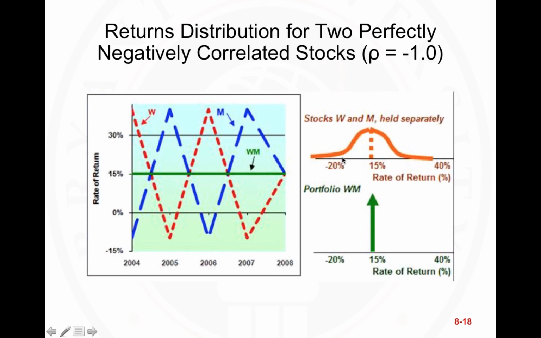So if we look at the standard deviation of the two companies individually, they both look like this: 40% minus 20%, right? Because they both swing widely equally. But if we put the portfolio WM together, there's no risk because the risks cancel each other and we get a straight 15%.